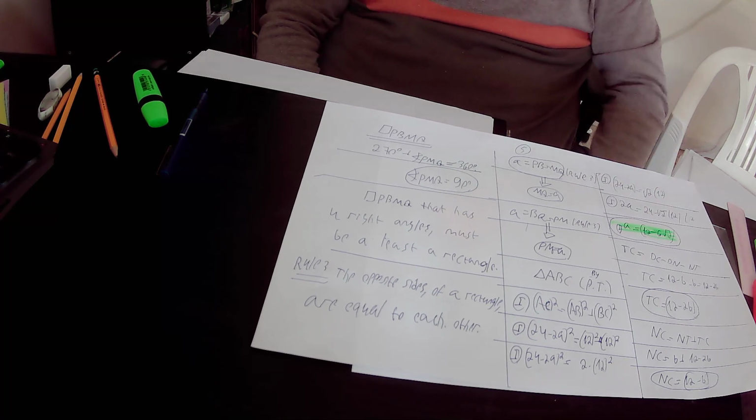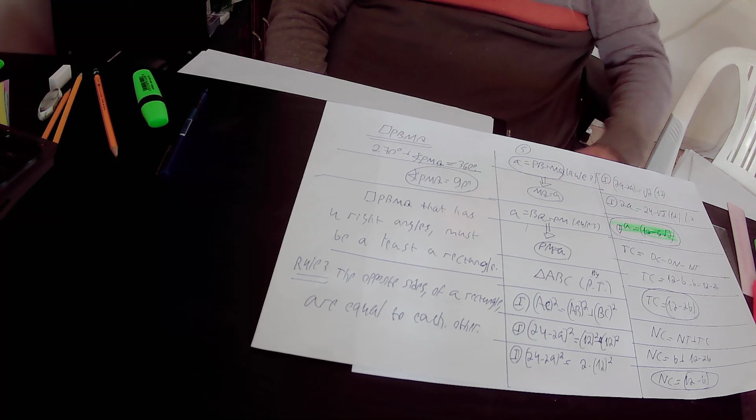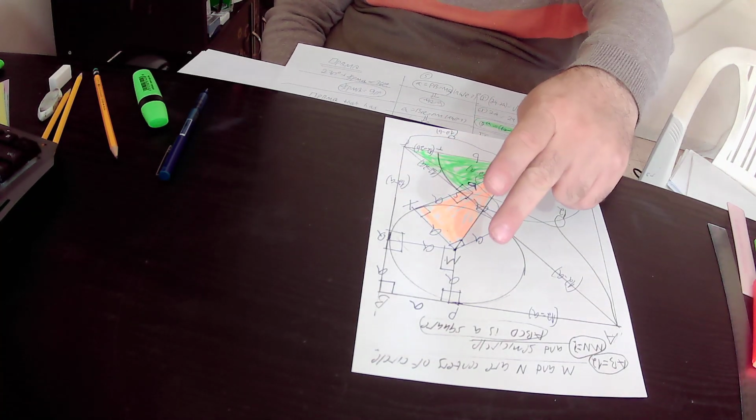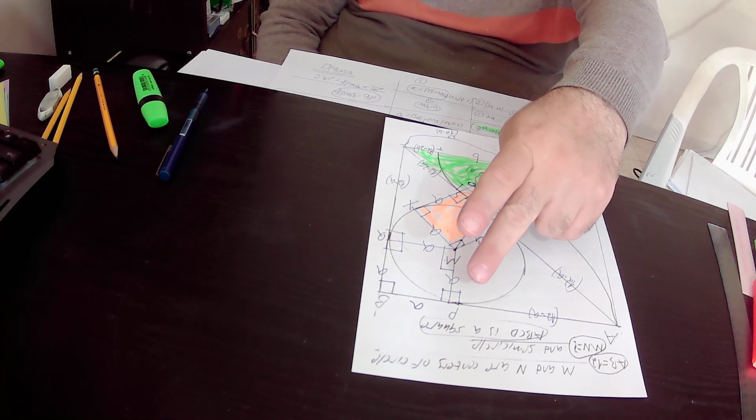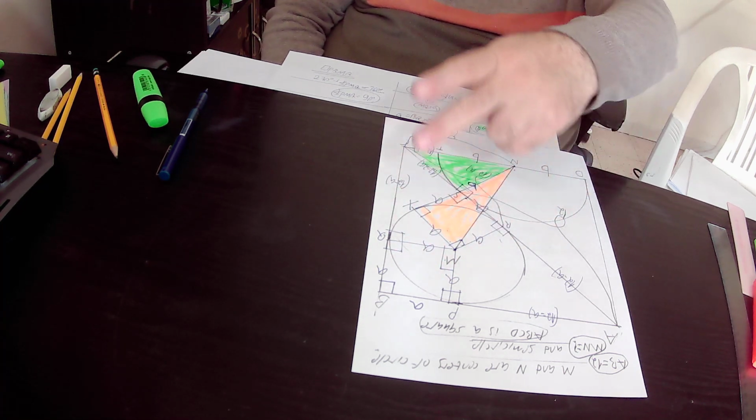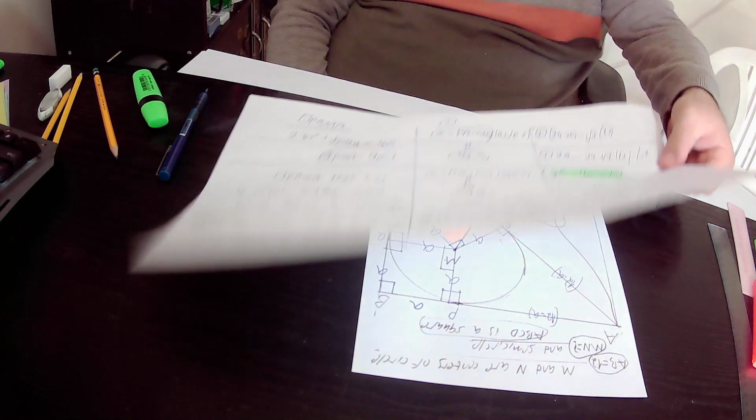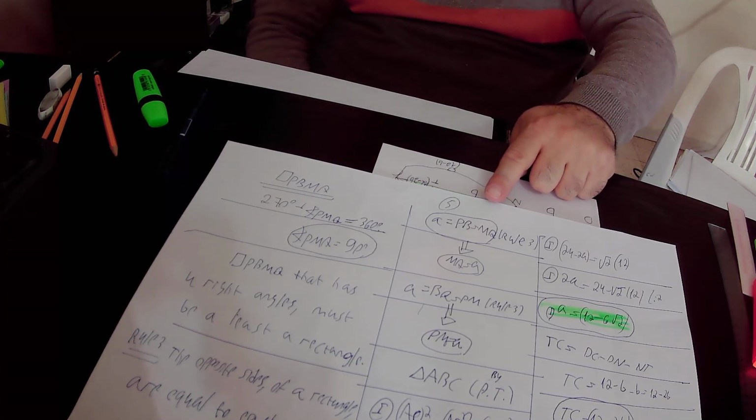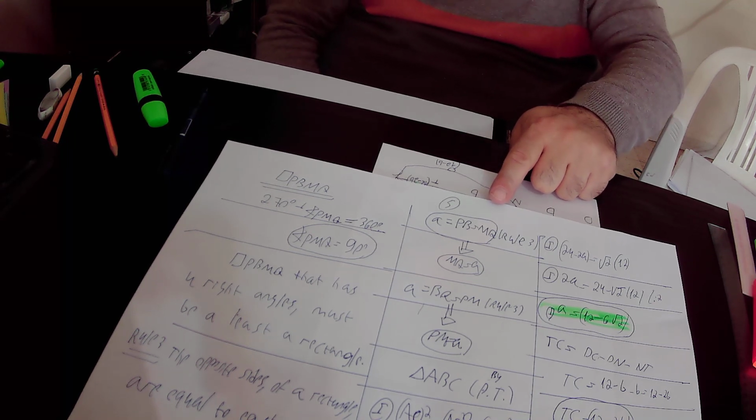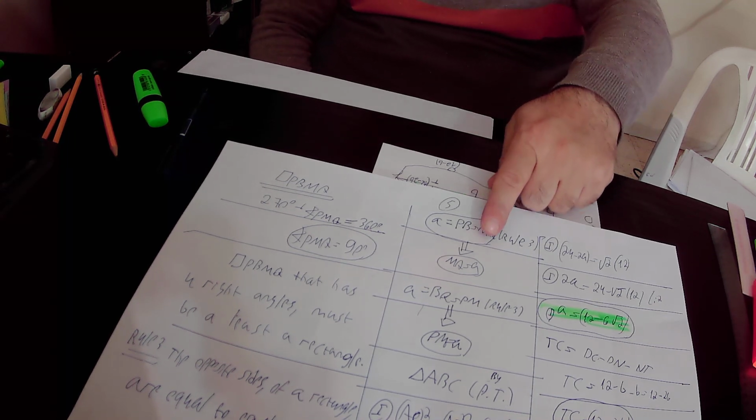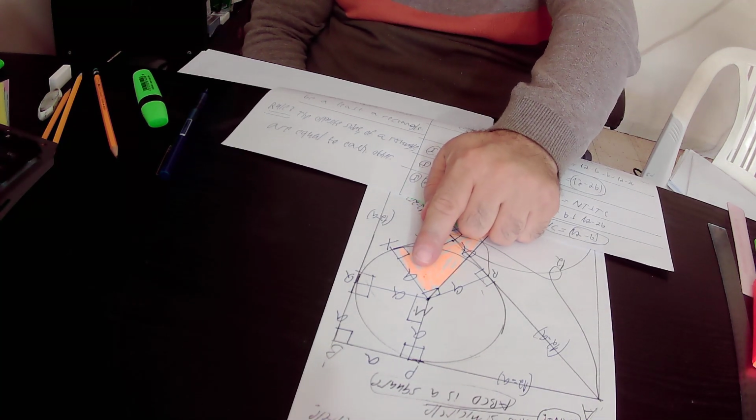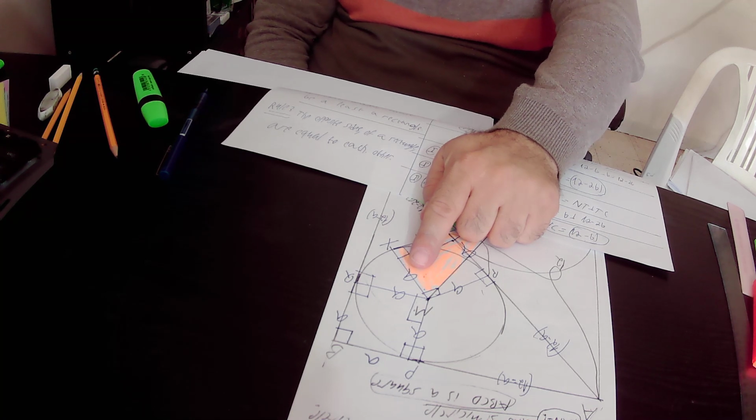According to rule number 3, the opposite sides of a rectangle are equal to each other. That is to say, the opposite sides of rectangle PBMQ are equal to each other. That is to say, PB is equal to MQ. But according to our definition, PB equals A. So from this equation, A equals PB equals MQ, we derive that MQ is also equal to A. Here MQ equals A, so MQ is the radius of this circle, and the radius of this circle is equal to A.